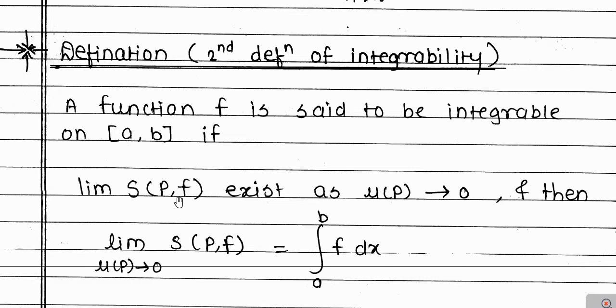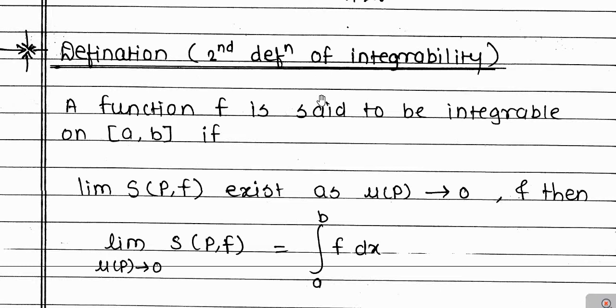of the Riemann sum over the partition P for the function f exists as the norm of the partition tends to 0, and then the limit of the Riemann sum as the norm of the partition tends to 0 is equal to the integration a to b f dx. This is the second definition of integrability.